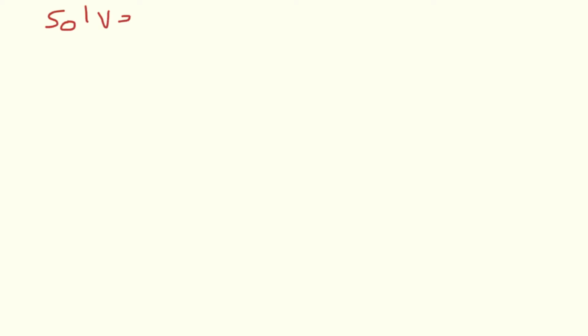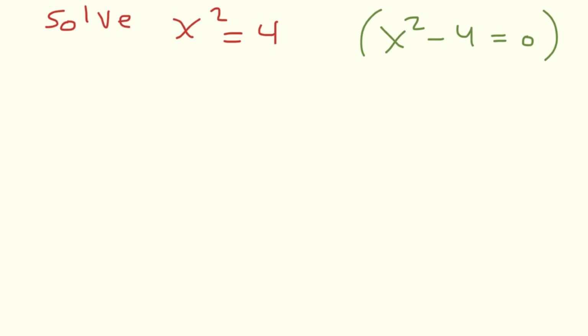Solve x squared equal 4. Okay? This can be written in another way like this: x squared minus 4 equals 0. It's the same, right? These two are the same, isn't it? Yes or no? Same thing, right?